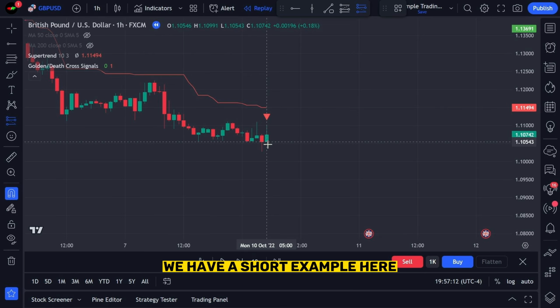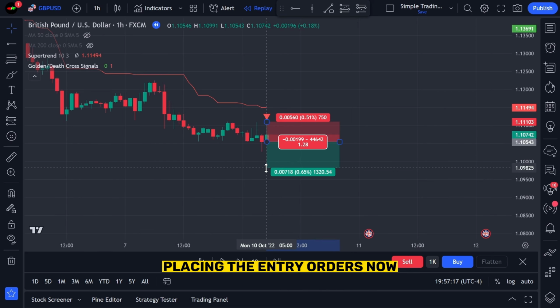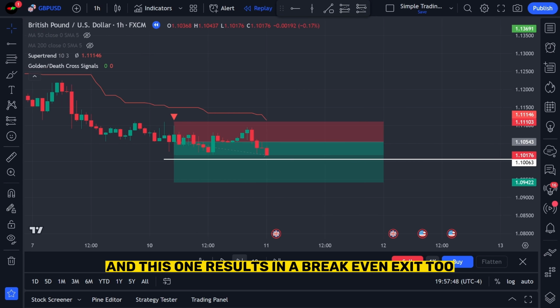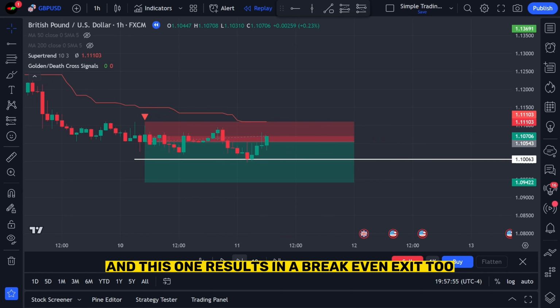We have a short example here. The supertrend line is red, so we can only take shorts. We also get a death cross signal here. Placing the entry orders now. Letting the trade run. And this one results in a break-even exit too.